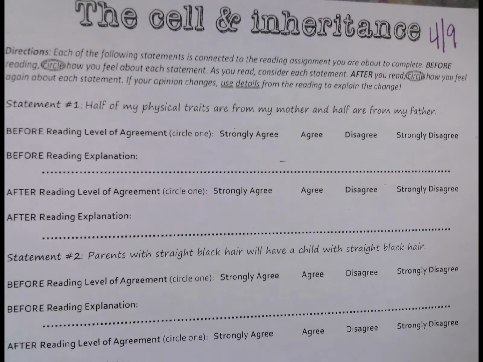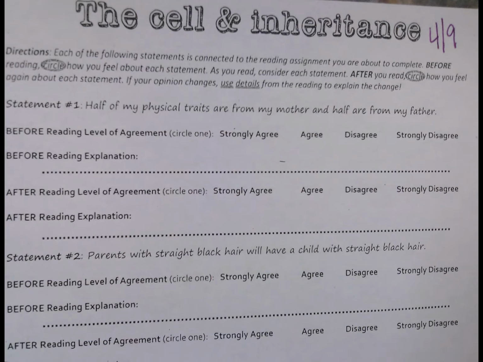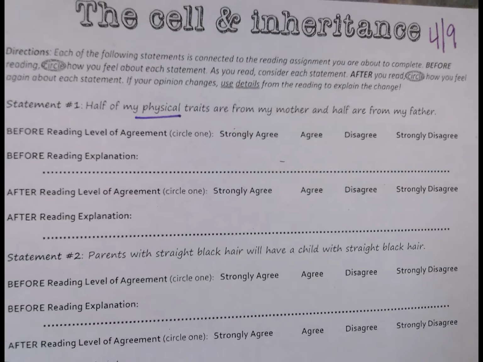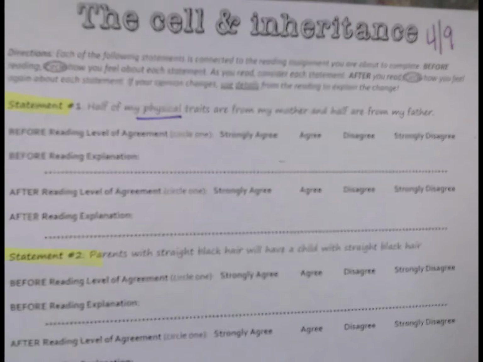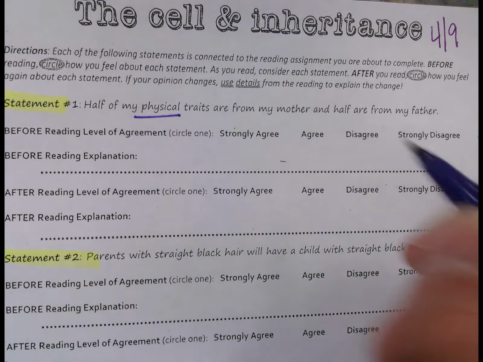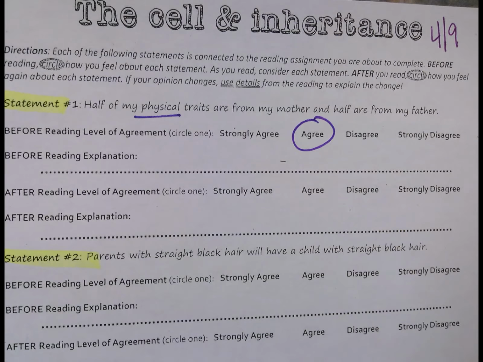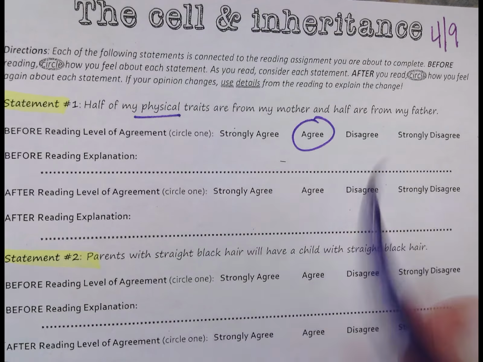So the first thing, statement number 1: half of my physical traits are from my mother, and half from my father. The key in this case is the word physical. Half of my physical traits come from my mother, and half are from my father. And hopefully you remember from meiosis that it is half and half, but half of your physical traits. So what you look like, half comes from mom, half comes from dad. Maybe you'll put agree, maybe you'll put disagree. It just depends on what you think. So half of my physical traits are from my mother, and half are from my father.